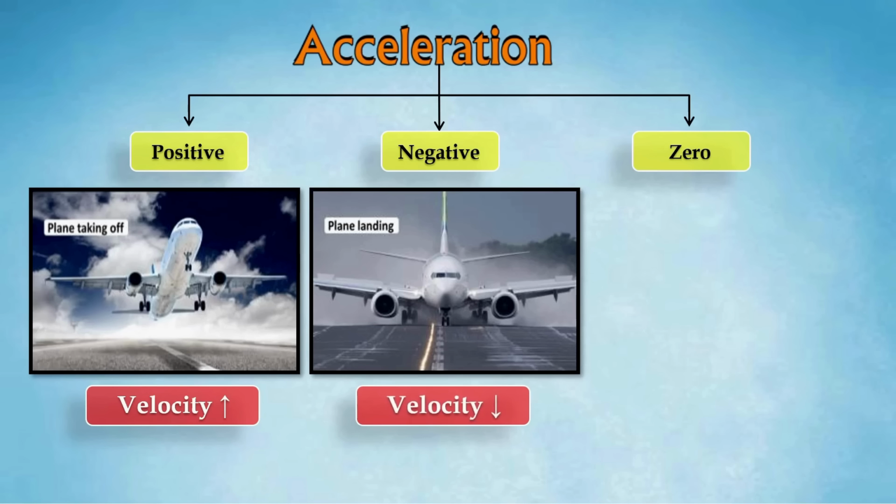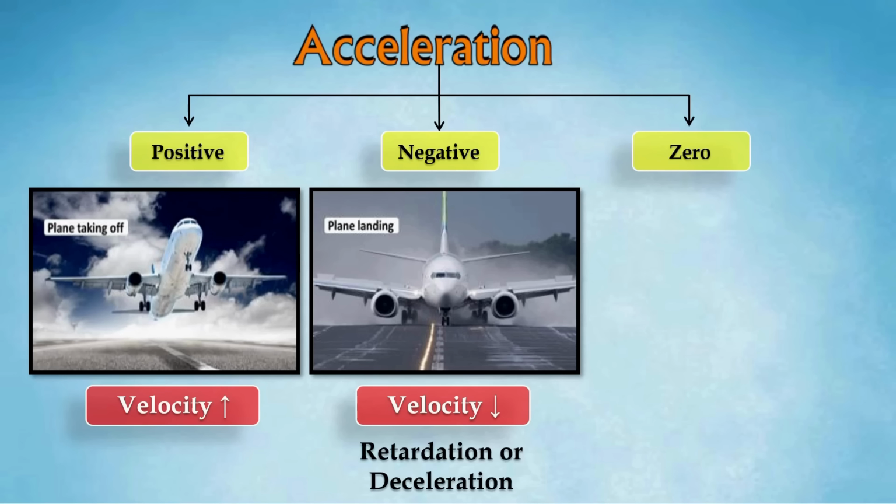This means the object is slowing down. A common example is an airplane landing on the runway. As it lands, its speed gradually decreases. Because the velocity is decreasing, the acceleration is negative.